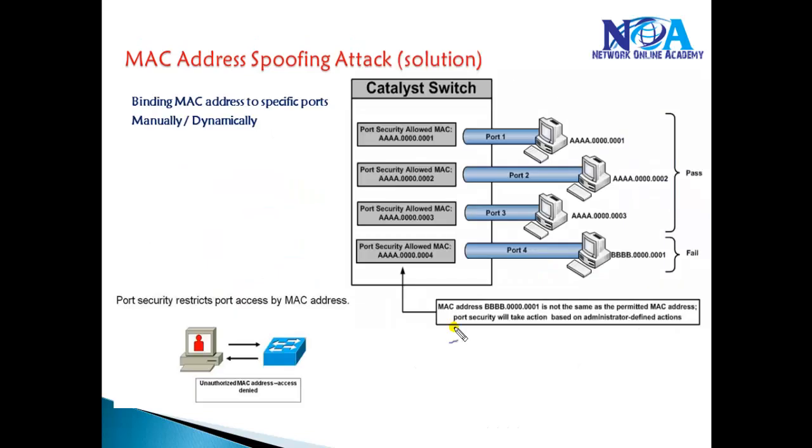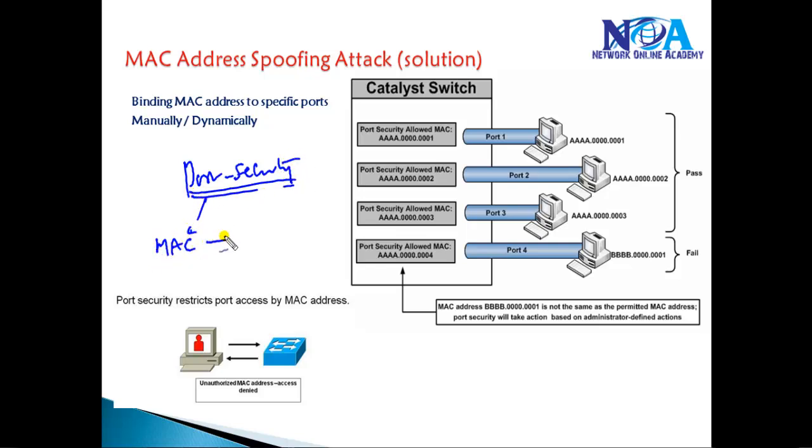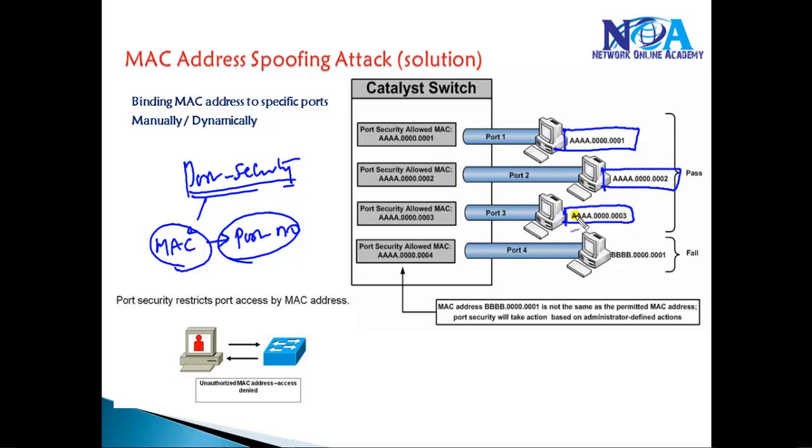Now how can we overcome this kind of attack? To overcome it, we can use a feature called port security, the same feature we discussed previously. In port security, I can manually bind MAC addresses to specific ports. We can specifically bind the MAC address to port numbers. So let's take an example. These are the valid entries for port number 1, port number 2, and port number 3.